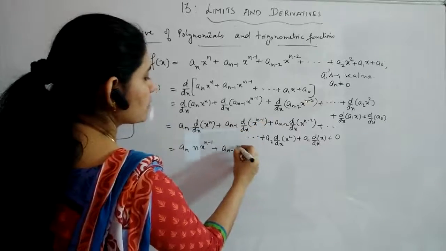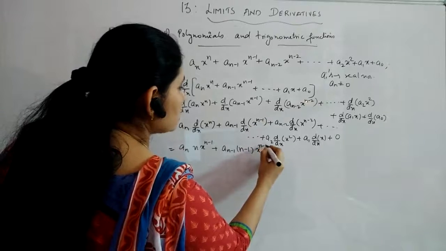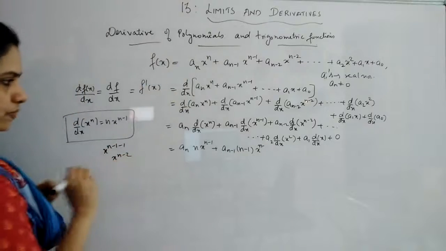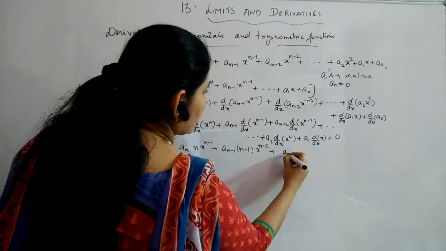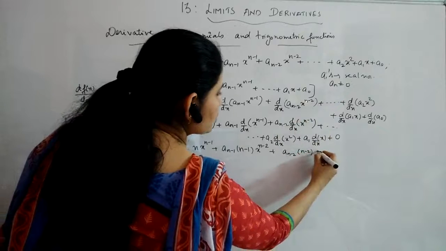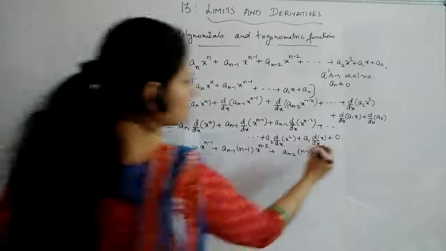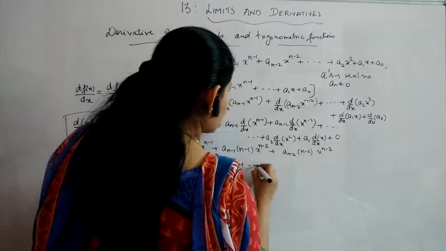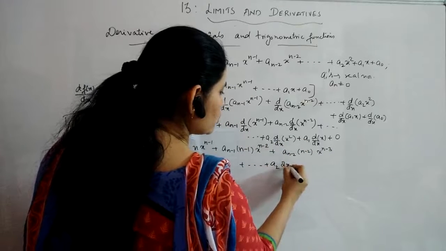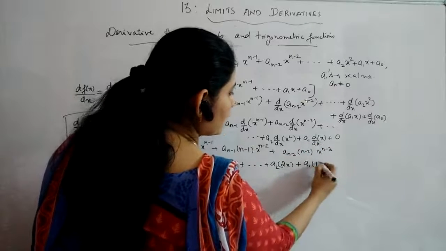So you will have n minus 1 into x raised to n minus 1 minus 1. So it will give you x raised to n minus 1 minus 1 will give you x raised to n minus 2. So it is n minus 2, plus n minus 2, derivative of this will give you n minus 2 into x raised to n minus 2 minus 1. So it is x raised to n minus 3 plus etc. This term will become a2 into derivative of x square 2x, plus a1 into derivative of x 1, plus 0.